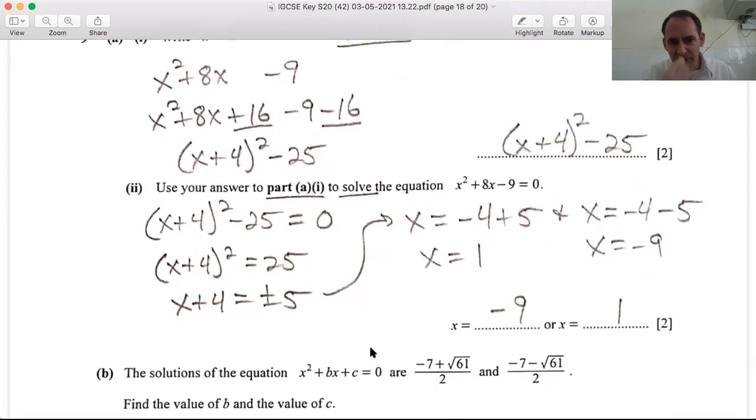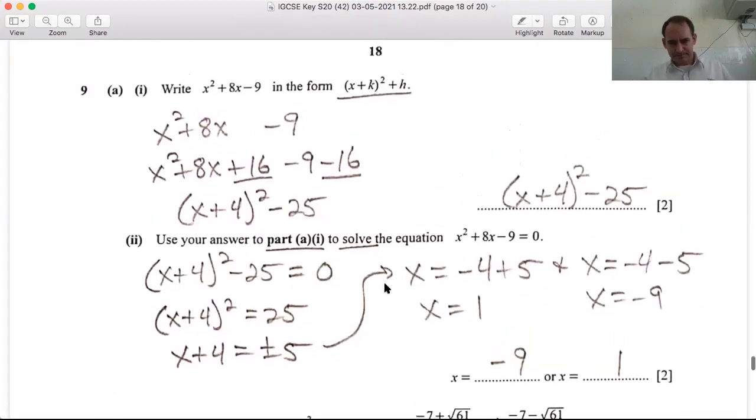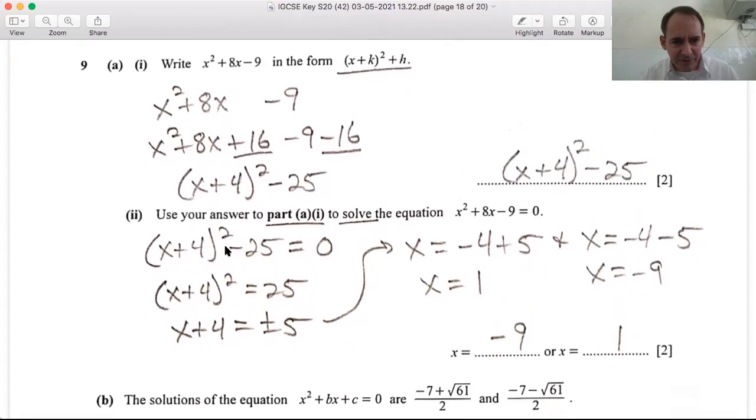Now it says to use our answer to part A to solve this equation. So we're going to exchange the x squared plus 8x minus 9 with the answer to our part A, part I, x plus 4 squared minus 25, and set it equal to 0. So in this case, you don't have to multiply it all out, or you're going to end right back where you started. In this case, we're going to solve for x by undoing our mathematical operation. So we'll add the 25 to the other side, square root both sides.